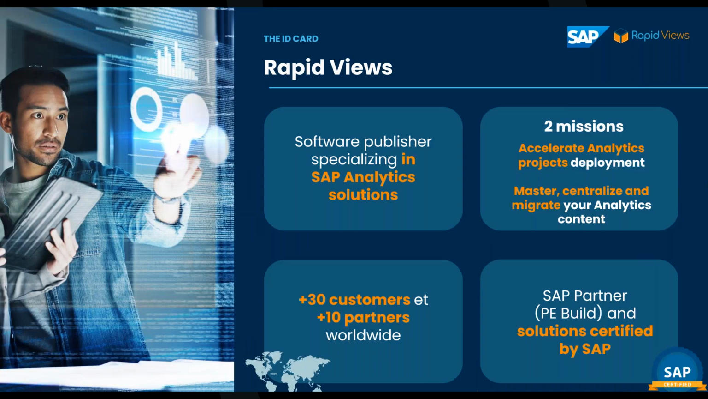RapidUse is a software editor specialized in SAP Analytics solutions. We have two main missions: accelerate analytics projects through our business content, because we have some pre-packaged content on SAP landscape, and also master, centralize, and help our customers migrate their analytics projects through our platform. We have our platform, which is called the BI Smart Repository. We'll talk about it also later. We have about 30 customers and 10 partners worldwide. We are, of course, a SAP partner, and our solutions are certified by SAP.